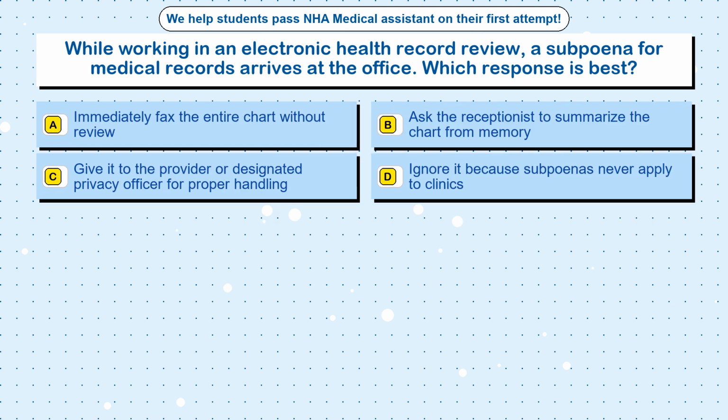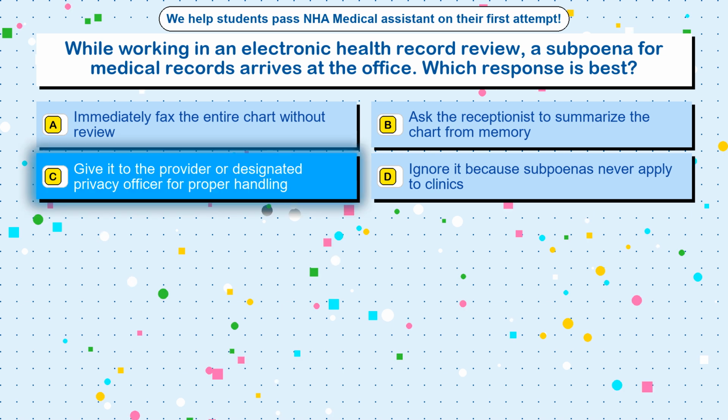Question 100. While working in an electronic health record review, a subpoena for medical records arrives at the office. Which response is best? Option A. Immediately fax the entire chart without review. Option B. Ask the receptionist to summarize the chart from memory. Option C. Give it to the provider or designated privacy officer for proper handling. Option D. Ignore it because subpoenas never apply to clinics. The correct answer is option C. Give it to the provider or designated privacy officer for proper handling.